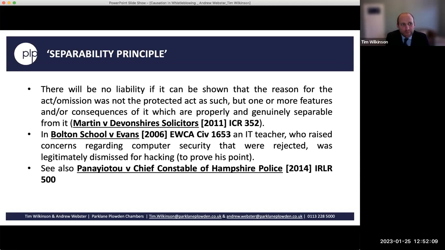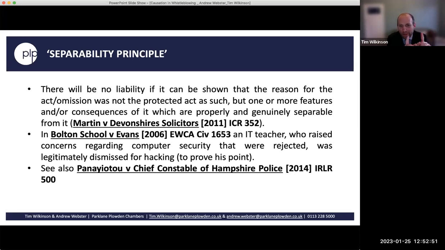I'm going to turn to the separability principle. I'm going to deal with this generally and then in the context of Kong in due course. Now, the separability principle type cases can be tricky. And essentially what we're looking at is whether the protected act can be separated from the features or the consequences of the raising of that act. We can see it there in the first bullet point. There's no liability if it can be shown that the reason for the act or omission was not the protected act as such, but one or more features and or consequences of it, which are properly and genuinely separable.